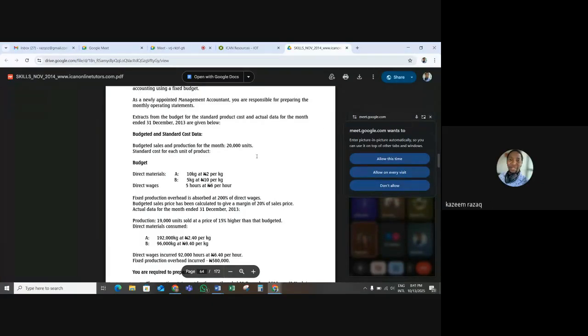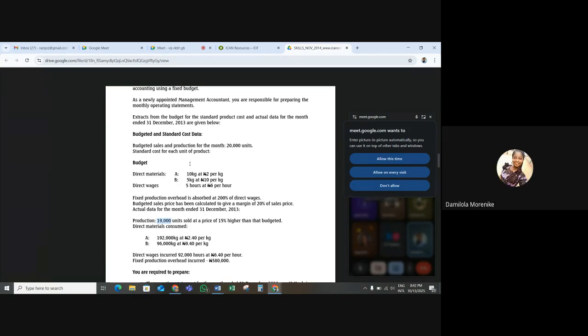So, if I am to produce one unit, I need 10 kg. If I'm to produce two units, I need 10 kg times 2, which is 20 kg. If I'm to produce 50 units, I need 10 kg times 50, right? In the same vein, if I am to produce 19,000 units, I will need 10 kg times 19,000. That is standard, not budget. Does that make sense, please? So that is standard. That is what I need.